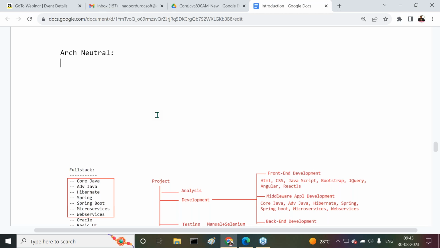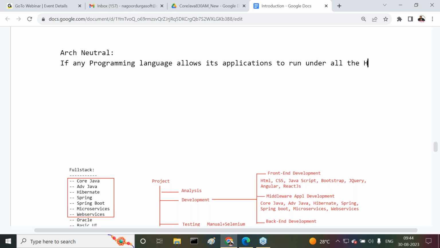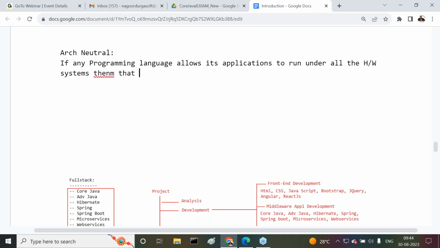Right or not? This is exactly the meaning of architectural neutral. So the point is, if any programming language allows its applications to run under all the hardware systems, then that programming language is called an architectural neutral programming language. This is the meaning of architectural neutral programming language.